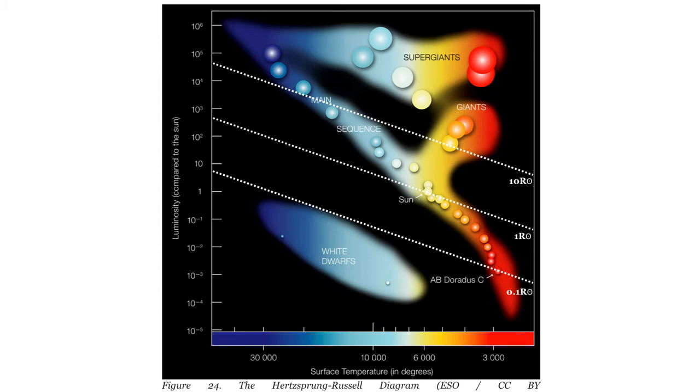Now, looking here, you find here you have stars with very, very high temperatures. Here you're going to have stars with very low temperatures. And here you're going to have stars with very low luminosities. And here you're going to have stars with very high luminosities.